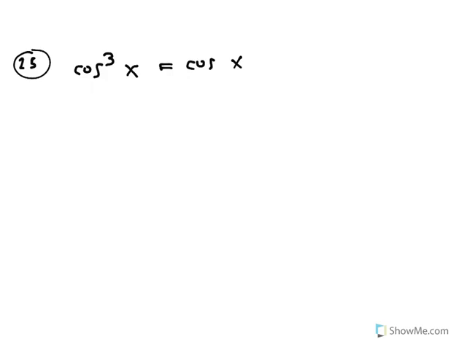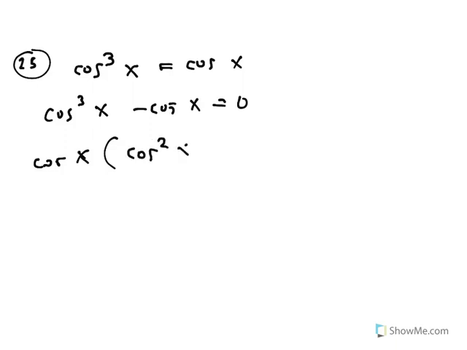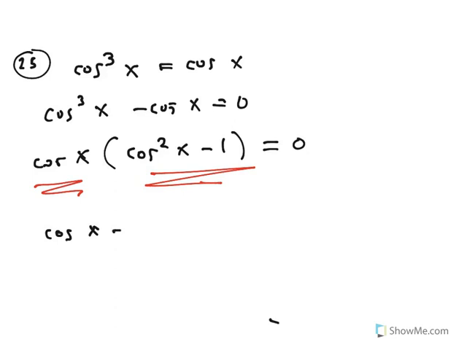So find all solutions of this trigonometric equation. Do not divide both sides of the equation by cosine x. That would possibly cause you to lose some solutions. Instead, what you want to do is subtract cosine x from both sides of the equation, and then factor cosine x out from each term on the left side of the equation, and then set each of these factors equal to 0. So you have cosine of x is equal to 0, and cosine squared x minus 1 is equal to 0.